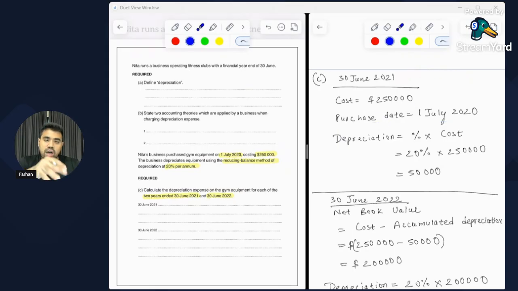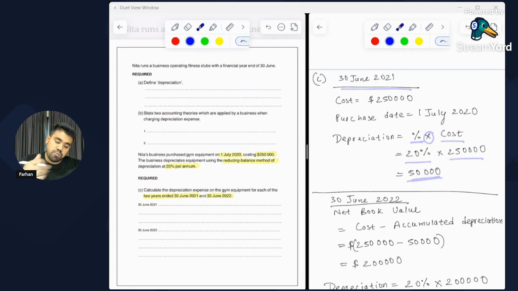So if I want to find the depreciation in the first year of usage for a non-current asset under the reducing balance method, we just simply take the percentage that we're given and multiply it with the cost. The percentage that we're provided is 20, and the cost that we know is $250,000. So altogether, the depreciation in the first year using the reducing balance method is $50,000. Depreciation expense for the year ended 30 June 2021 for the gym equipment is $50,000.